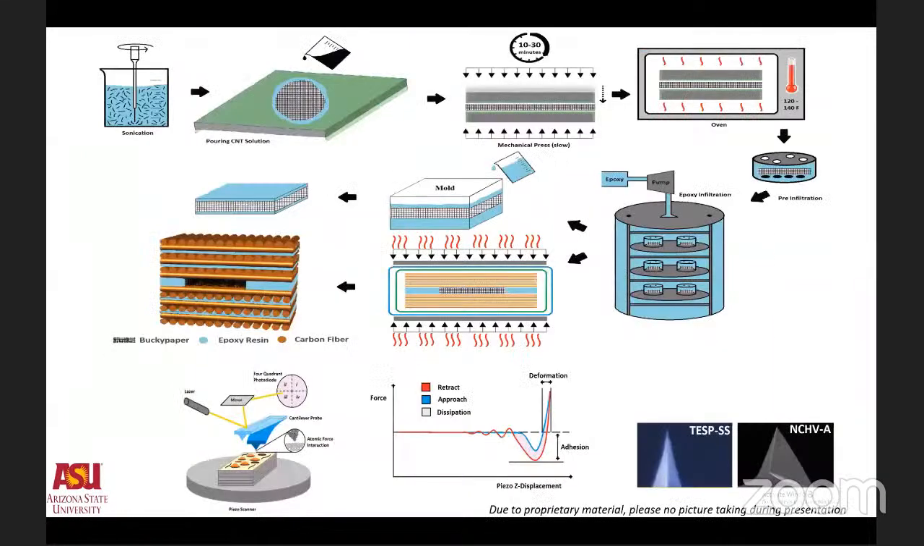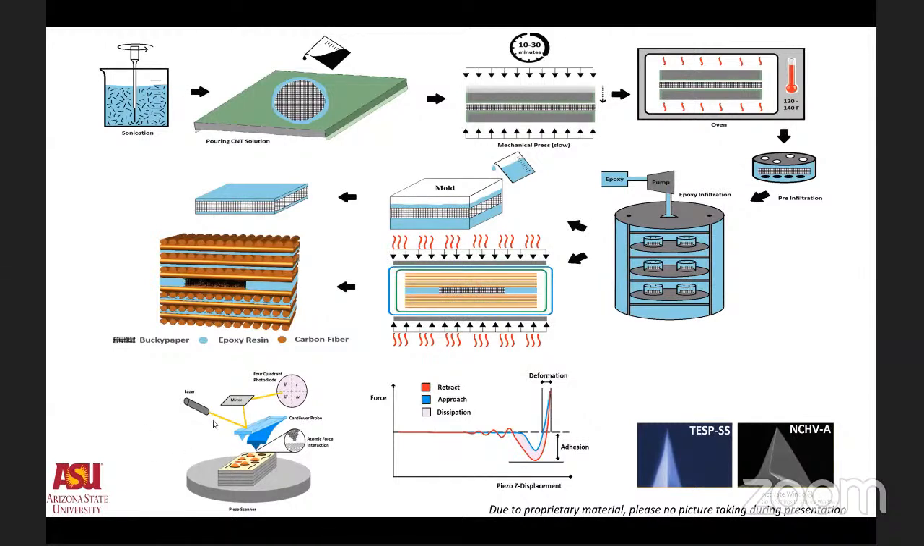This slide shows a summary of the fabrication procedure. It is basically a compression technique that we use for the bucky paper. The bucky paper out of the technique is infiltrated, basically soaked with epoxy resin under pressure. The infiltrated bucky paper is used for two different purposes, one for fabrication of the bucky paper films, and the other for the fabrication of the three-phase nanocomposites.